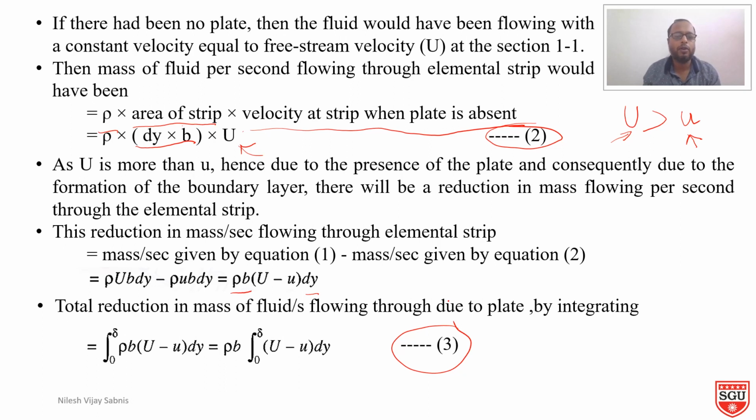So up till now, what we have considered: first, the plate is there. In the presence of the plate, what is the velocity and what is the mass flow rate? If the plate is not there, what will be the velocity and what will be the mass flow rate? Then we have seen the difference in mass flow rate, and lastly we have seen the total reduction in mass flow rate due to the presence of the plate.